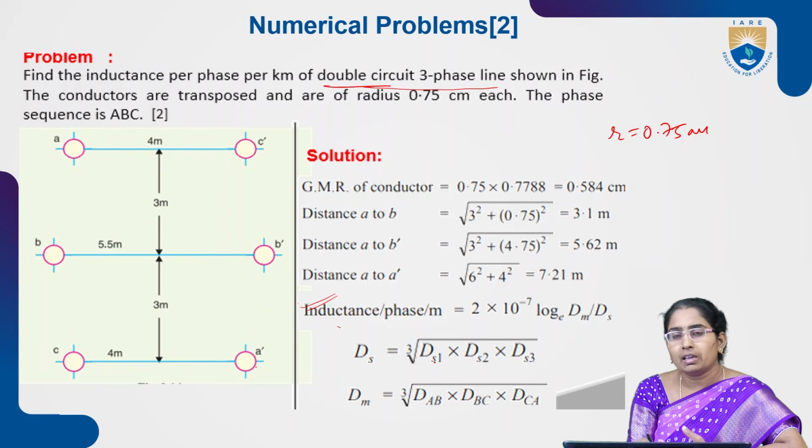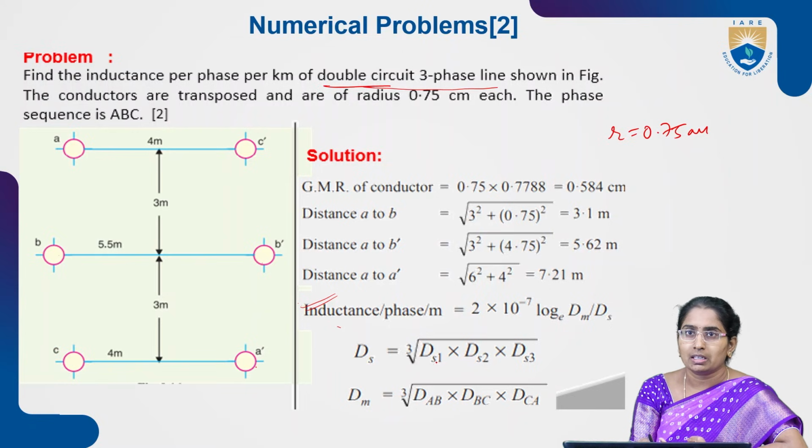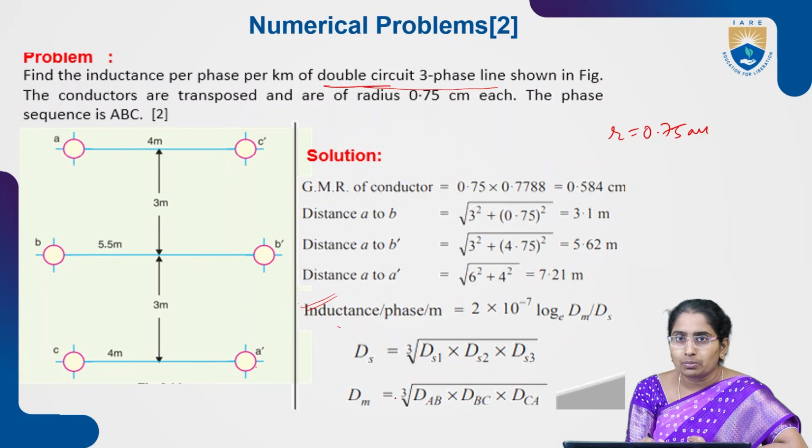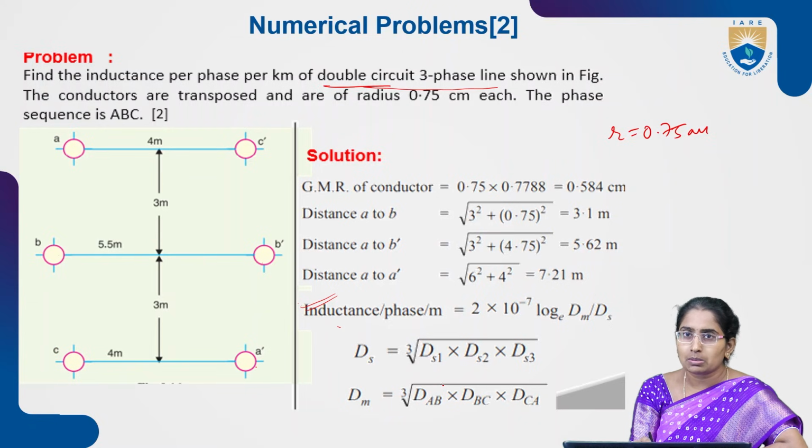That means A phase has its two conductors, A and A dash. We have to calculate. Next, similarly for B phase, Ds2, it has the two conductors B and B dash. Third, it has two conductors C and C dash. Next, Dm is the mutual GMD, the cube root of DAB, with respect to the distance between the two phases. So the distance between A and B phase, BC phase, CA phase, like that.